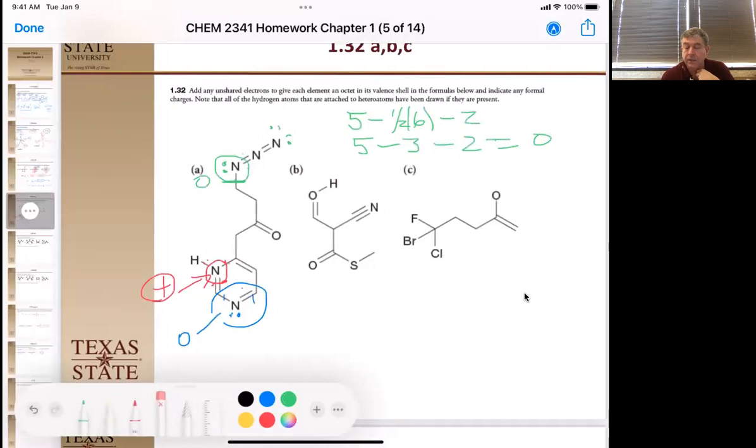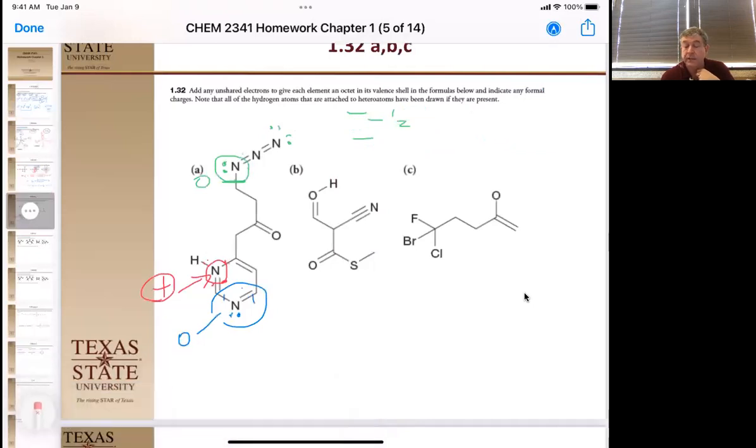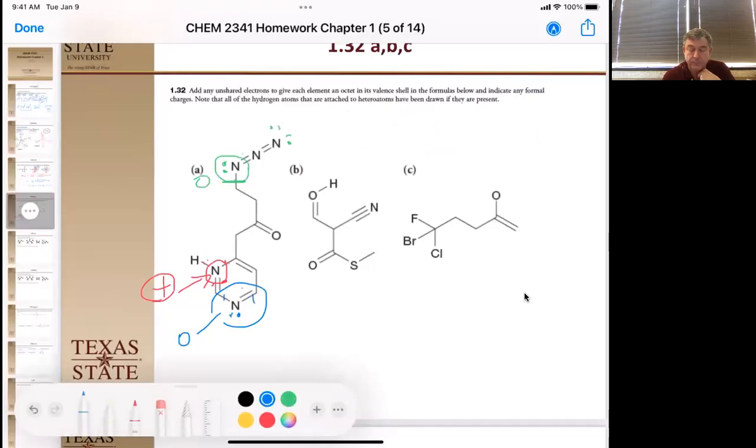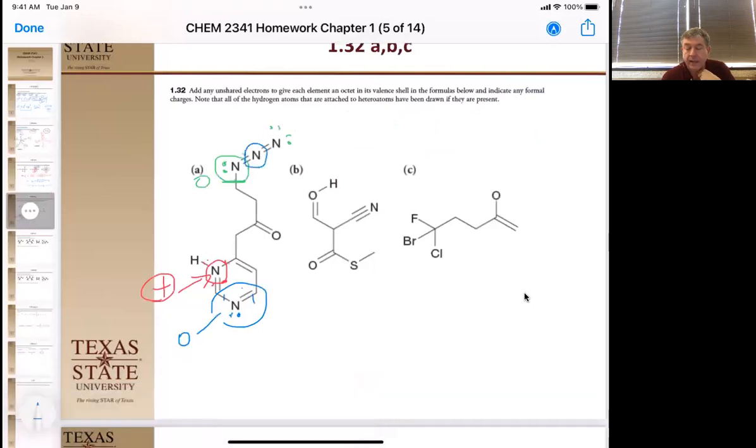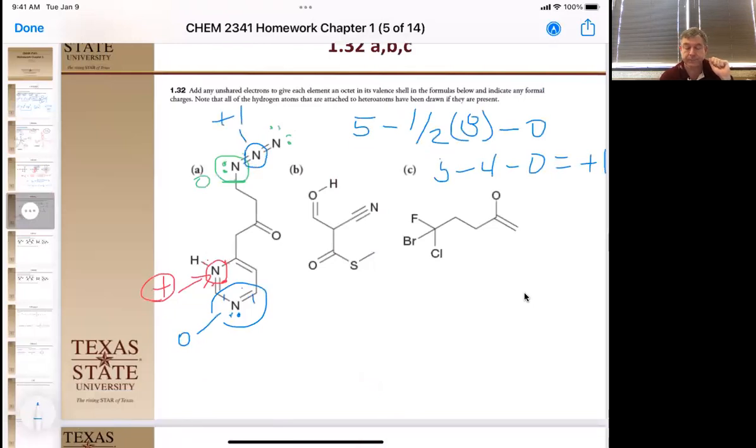Okay, so now let's move on to the second nitrogen right here. And so we have 5 valence electrons minus 1/2 of 1, 2, 3, 4 bonds. So that's a total of 8 electrons, and it has 0 unshared electrons. So 5 minus 4 minus 0 is equal to +1. So the charge on this nitrogen is +1.